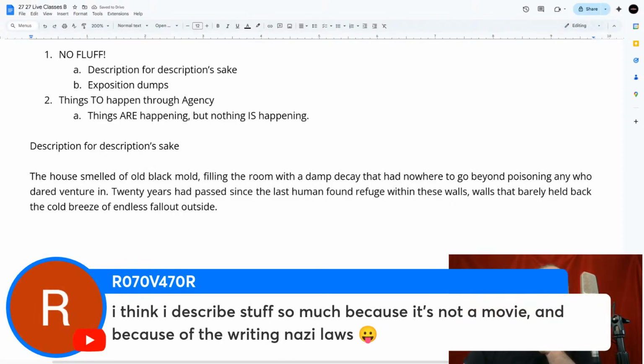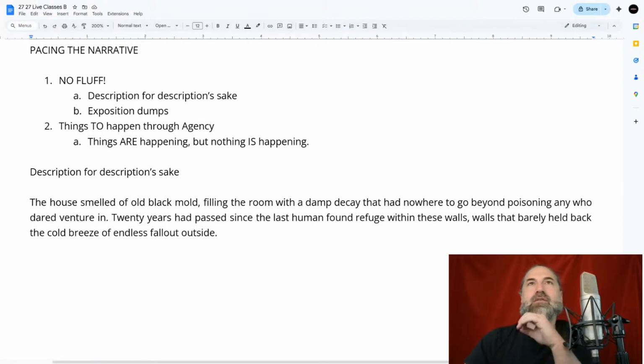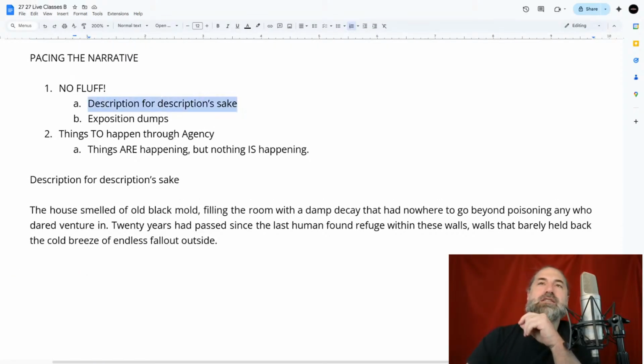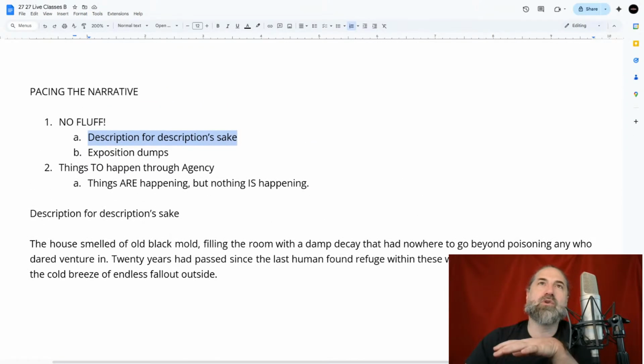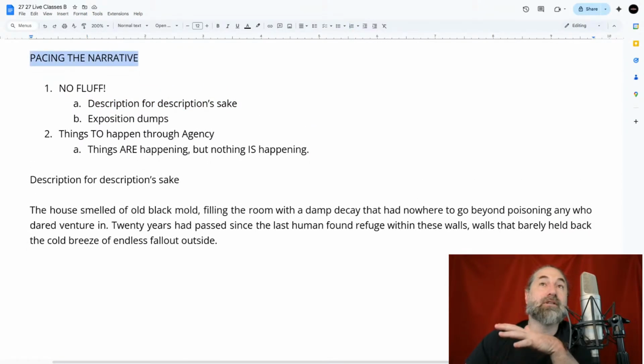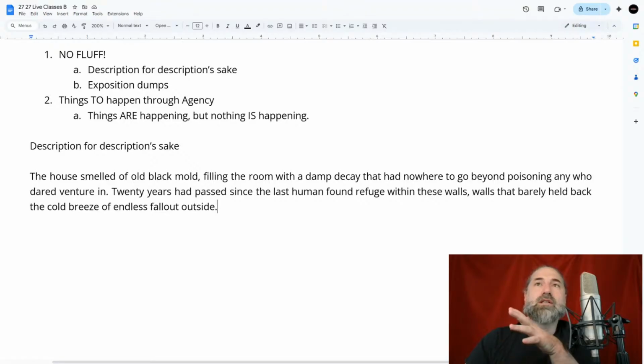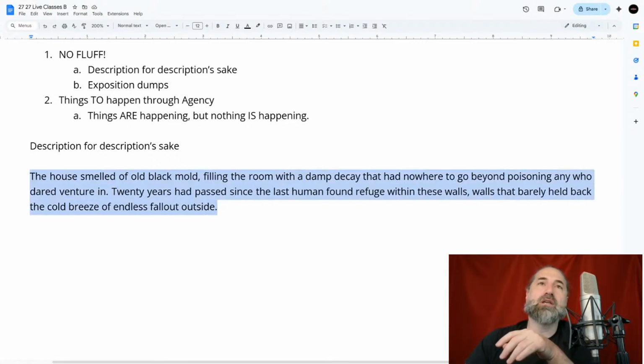I think I described stuff so much because it's not a movie and because of the writing laws. Well, description for description's sake isn't necessarily a law. It's just, if you do that, then it is fluff, and therefore the pacing goes all off. So the rule is, if you're going to use description, allow it to go through the POV of a character, through their experiences and choices. Allow it to have purpose. Don't allow it to just be description for description's sake.